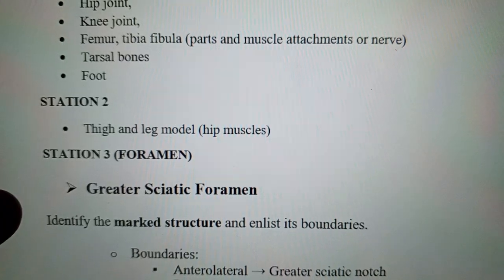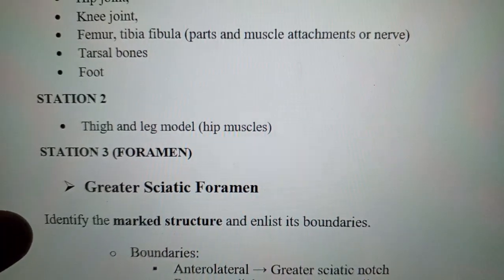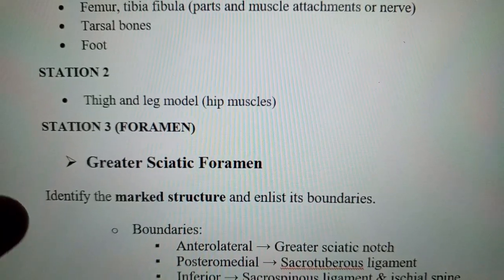On station 2, the thigh and leg model, I have already posted a video of that on my channel. You can see that video.